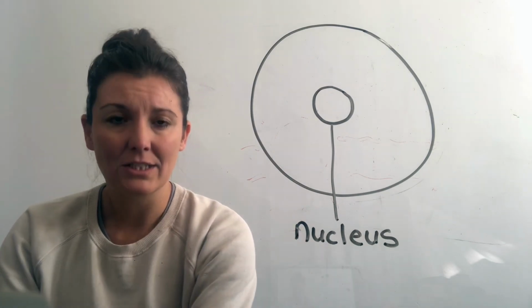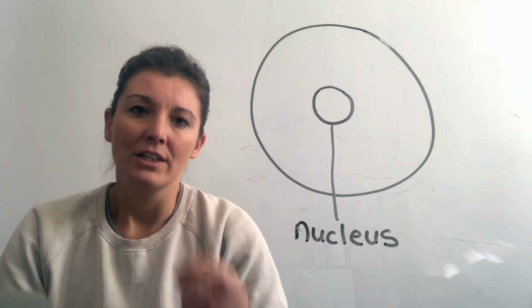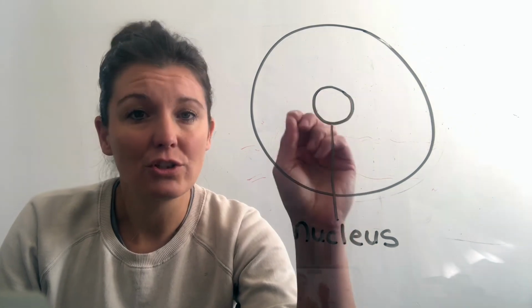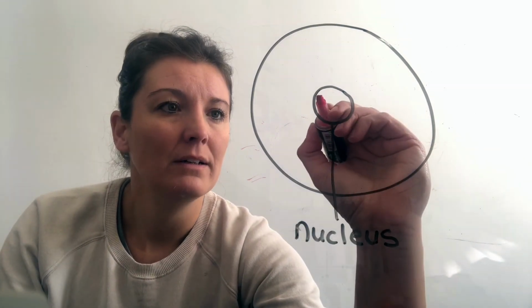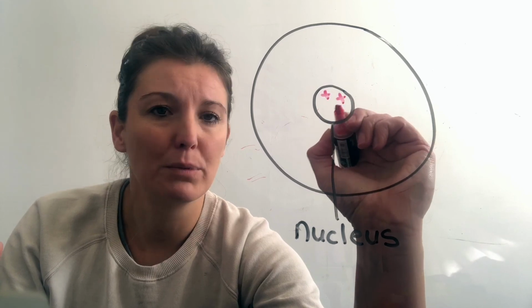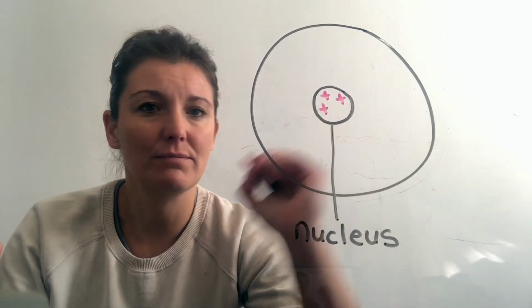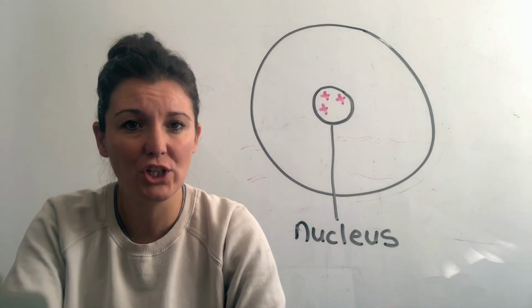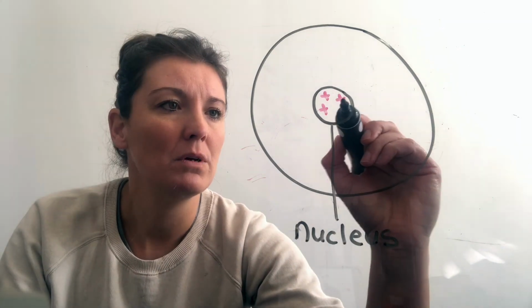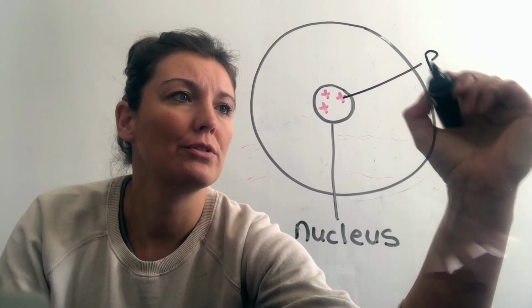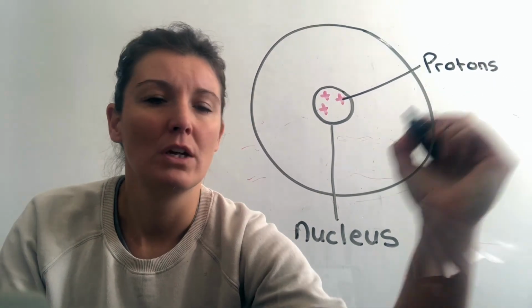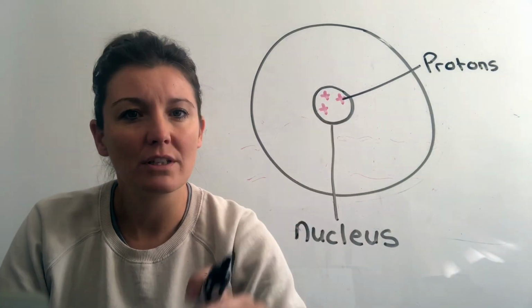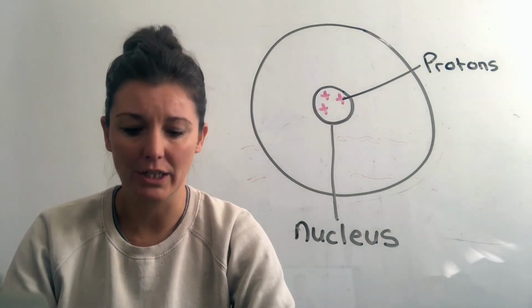And then on the inside, in the nucleus, there's two types of particles that live inside the nucleus. Some of them are positive, so we're going to put the little positives down there. They are positively charged, and we call them protons. So protons are the positive little particles that live in the nucleus.